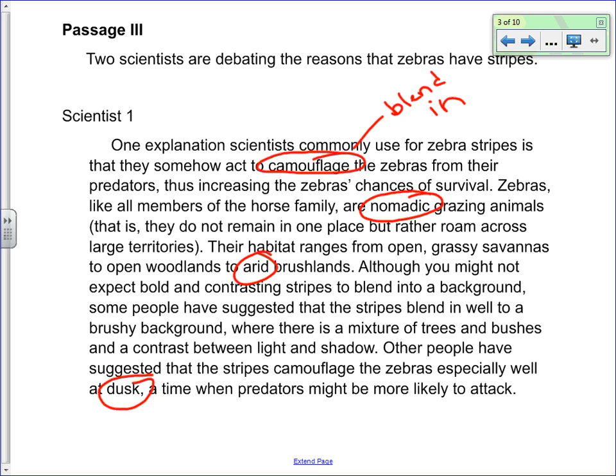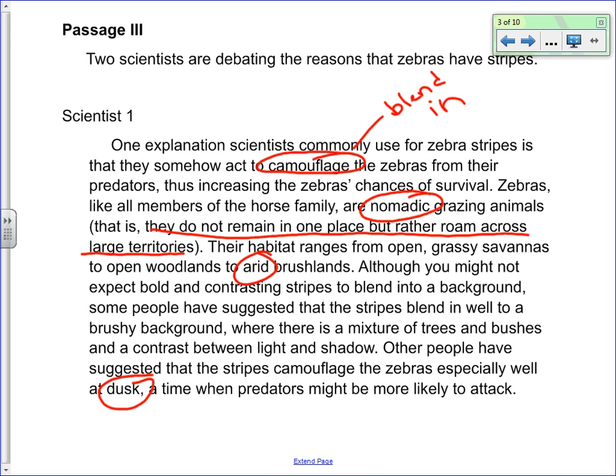All right. Next one, nomadic. This one's a little less well known. Ever heard the word nomadic before? What does it mean? Isn't it defined in the passage? Yeah, that it's something that doesn't remain in the same place. Excellent. So this one is actually defined in the passage for us. They do not remain in one place, but rather roam across large territories.